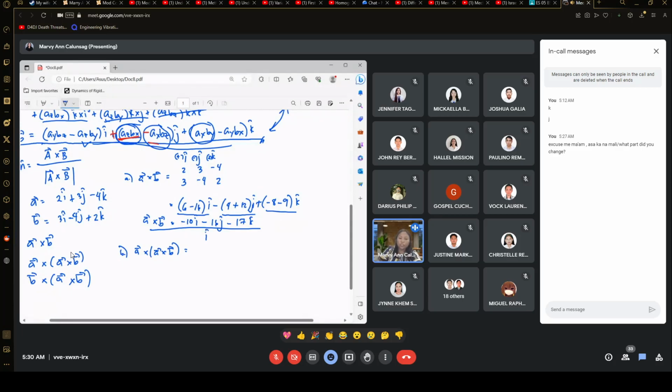So we have i, j, k, the same as in class. What you put in is the elements of the first vector, so this is 2, 3, negative 4. The second one is the elements of the second vector. The answer to A cross B is a vector, which is this one. No need to solve this one, you already got it. So you just put negative 10, negative 16, negative 17.